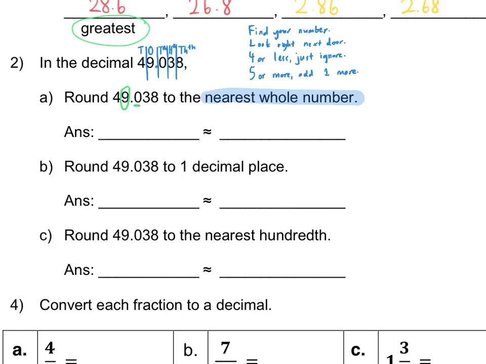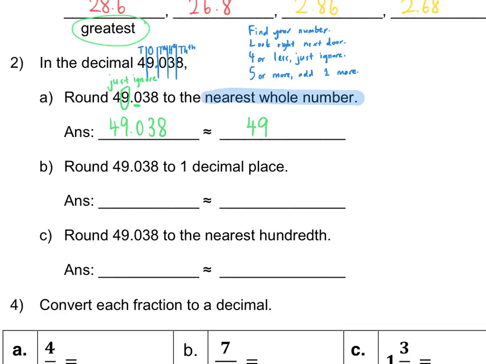Look right next door. 0 is 4 or less, so we just ignore. And therefore 49.038, when rounded off to the nearest whole number, will give me an answer of 49. The 4 remains the same, and the 9 remains the same because we ignore. Whatever is behind becomes 0, and for rounding of decimals, we do not need to write the zeros at the back, behind the decimal point. So in this answer, it will be 49.